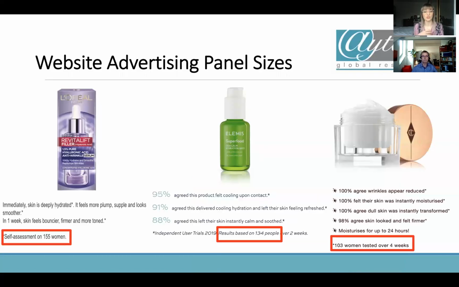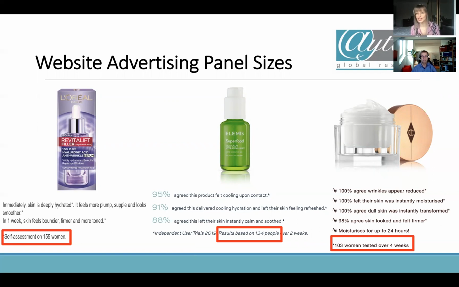We've also got things online, so website panel sizes. So these are all based on consumer research, so no clinical research here. And this is all about skin feeling bouncier, firmer and more toned from L'Oreal. So that's 155 women. Elemis have got some statements about their superfood facial cleanser and their independent user trials with 134 people. You get these really weird numbers, by the way.